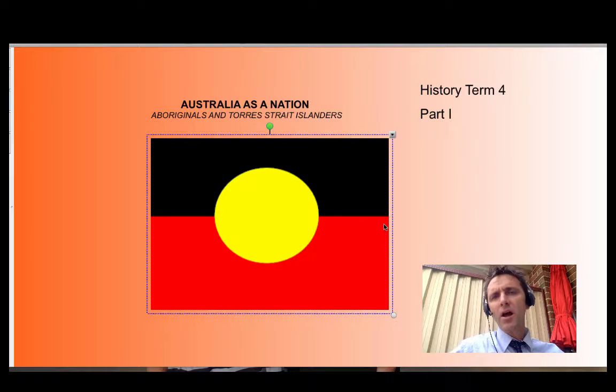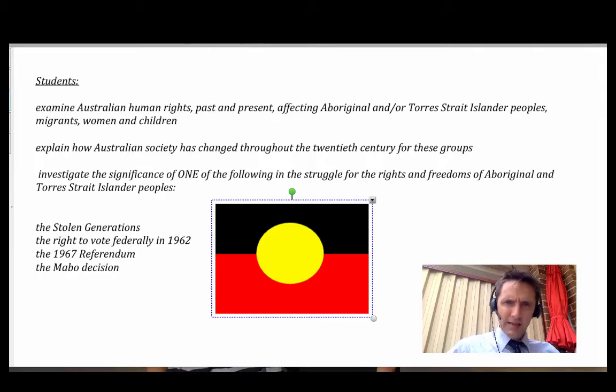Basically, this term you will be examining human rights, past and present, affecting Aboriginal and or Torres Strait Islander people, migrants, women and children. We're going to want you to be able to explain how Australian society has changed throughout the 20th century for these groups that I've just mentioned up here above.